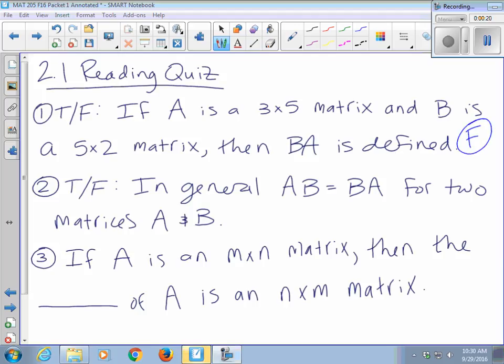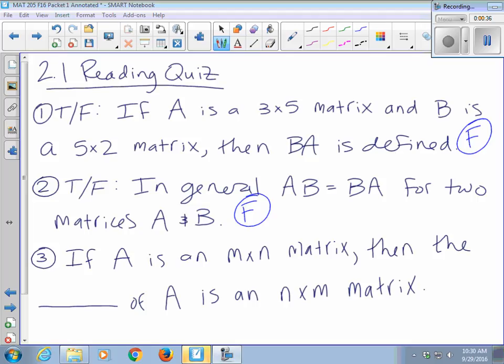In general, A times B equals B times A for two matrices. False. Matrix multiplication does not commute in general. You may be able to find an example where it does, but it's not a general rule.